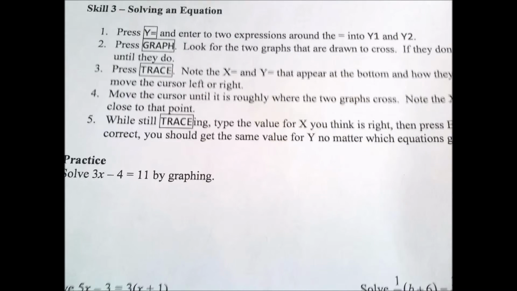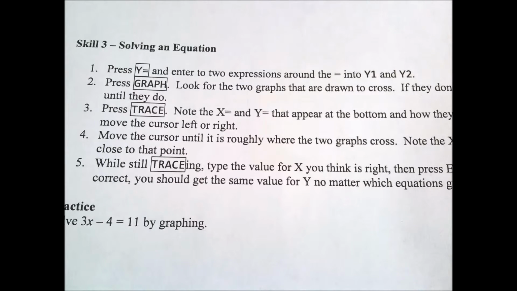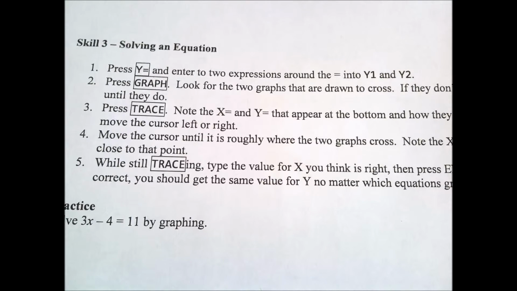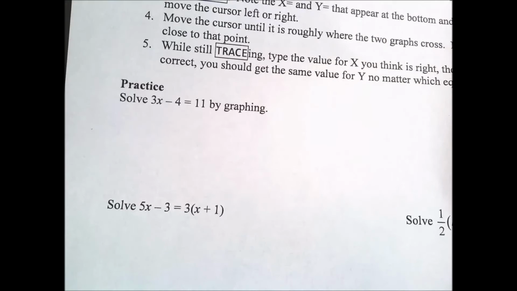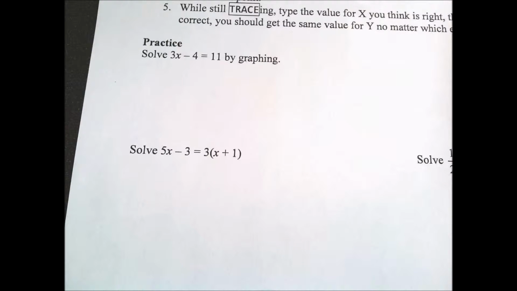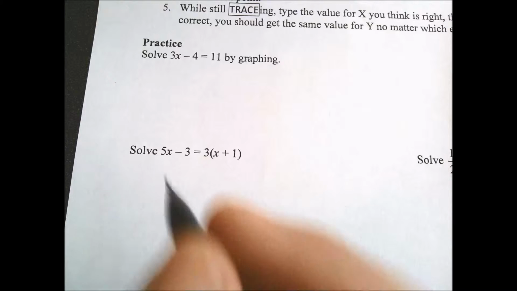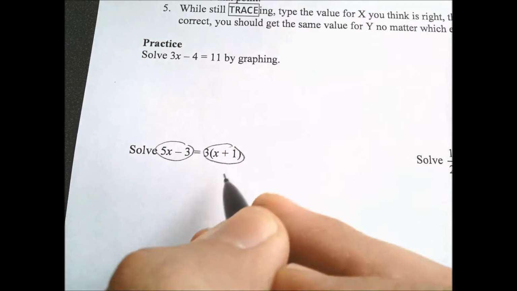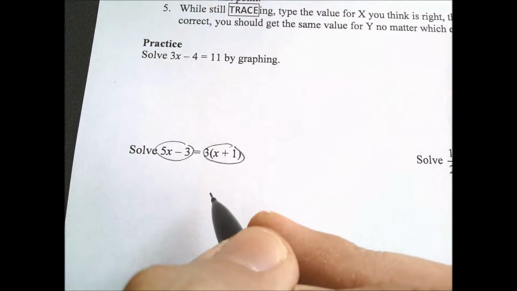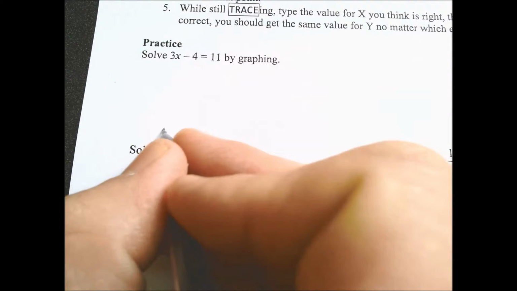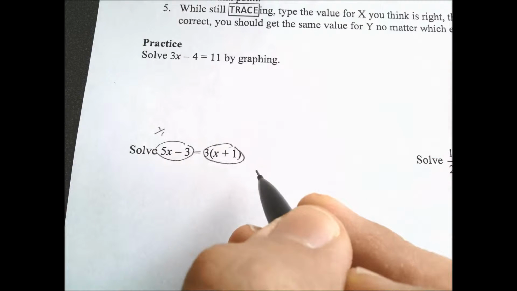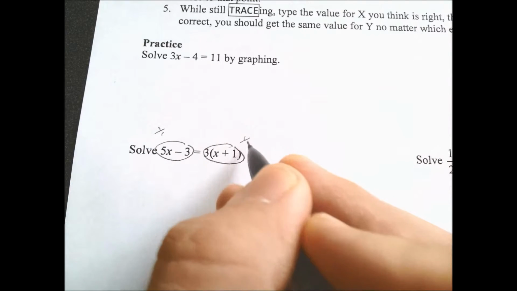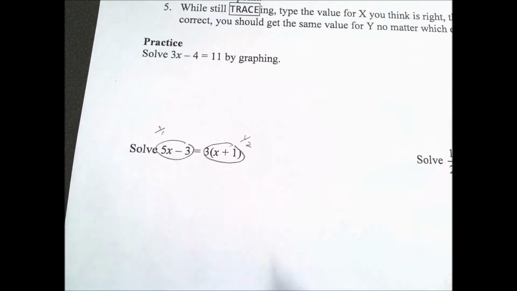The instructions for all of this are above this equation, so maybe follow along with those instructions as I go along. The method is going to be, as the instructions indicate, that we're going to type in both parts of this equation, both expressions separately from each other. We're going to type one of them in for y1, and we're going to type the other one in for y2.